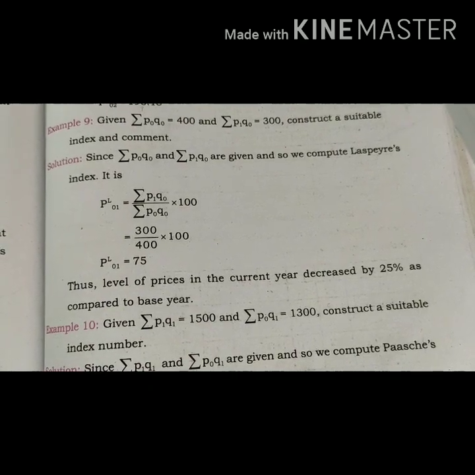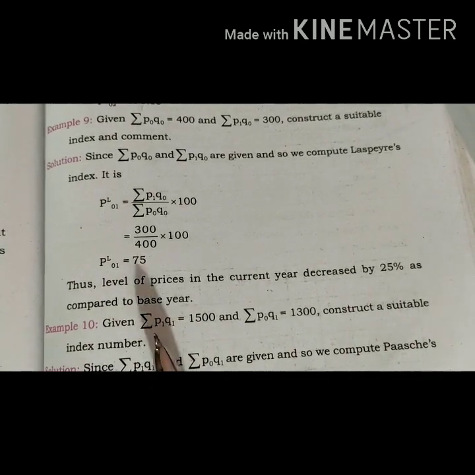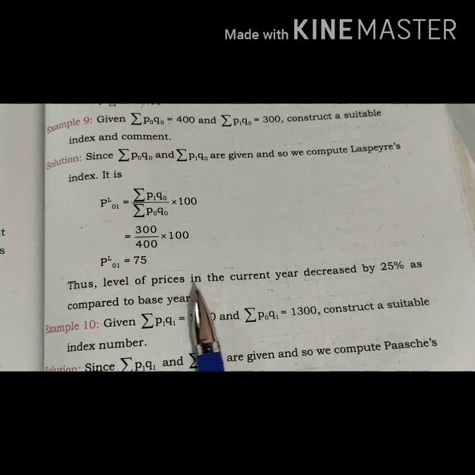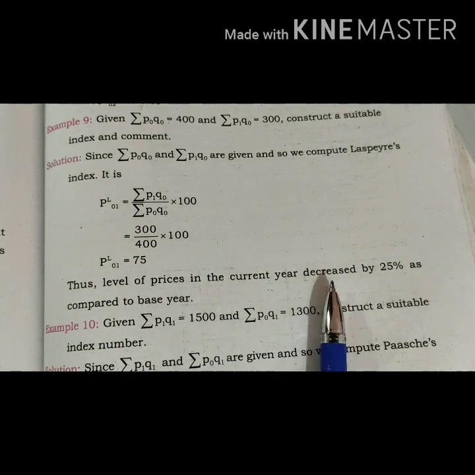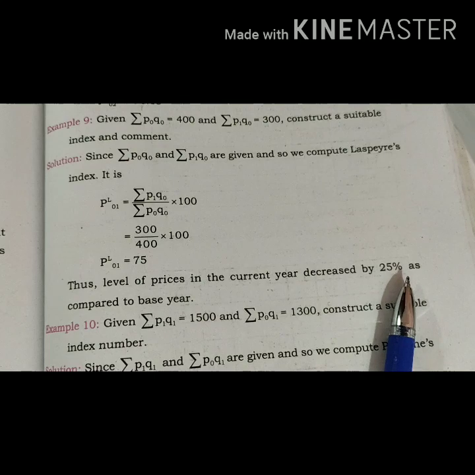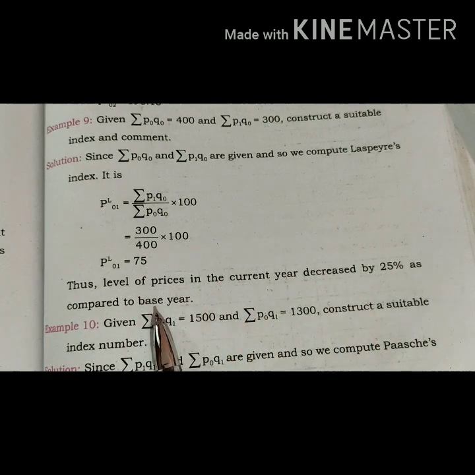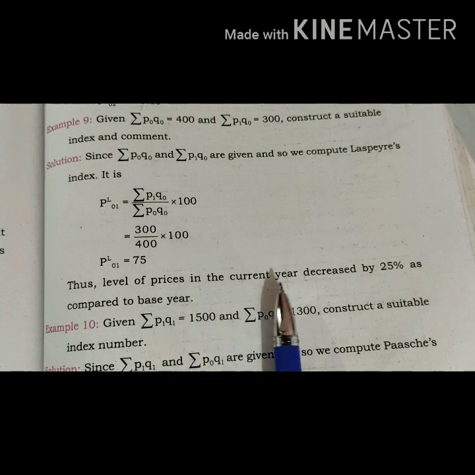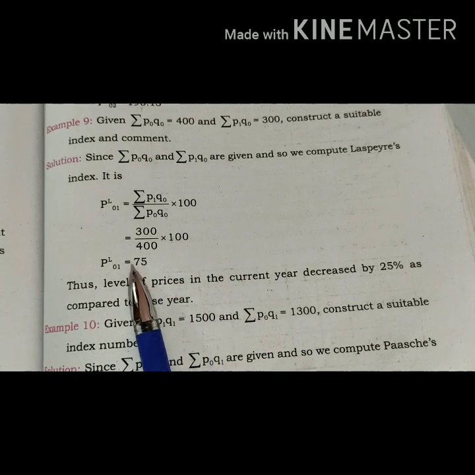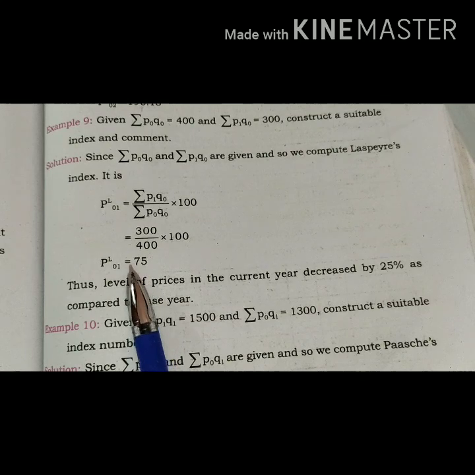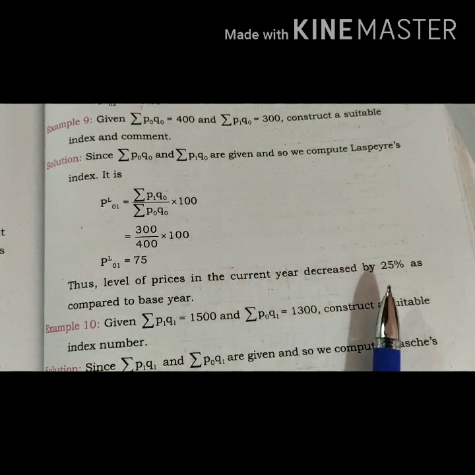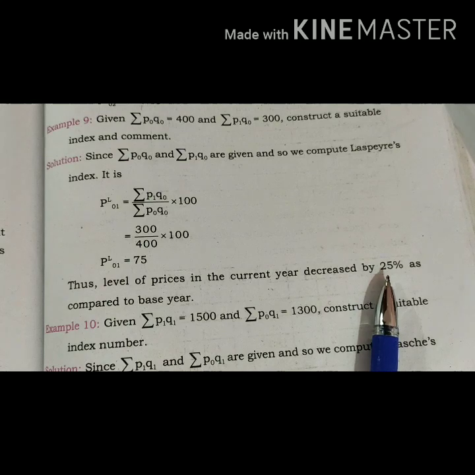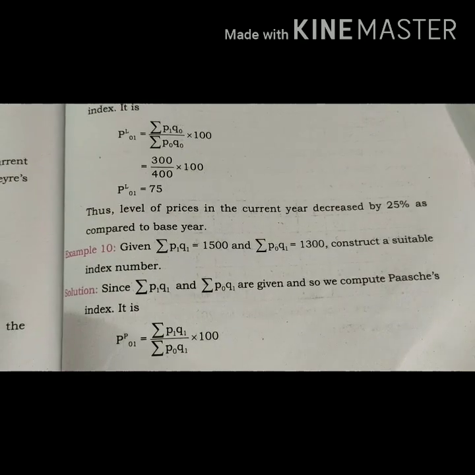We need to comment now. So what is the comment here? Thus the level of prices in the current year is decreased by 25% as compared to the base year, because the base year has 100%. So when we compare, it is now 75. So compared to the base year, the index is decreased by 25%.